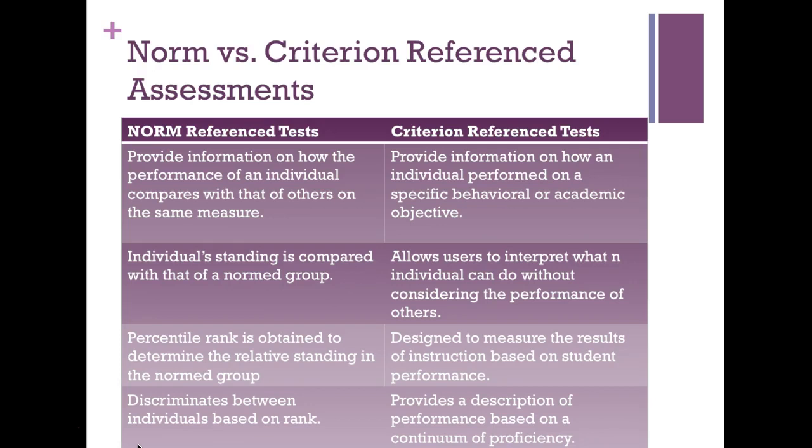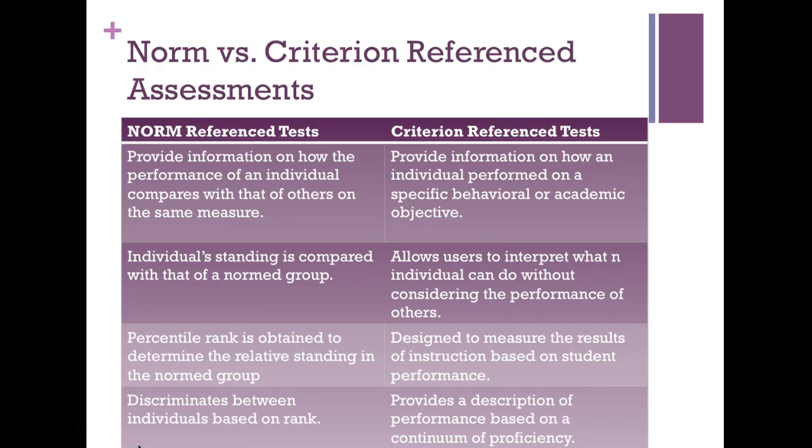But it does allow you to interpret what an individual can do without considering the performance of others. So even though they're standardized, they're not normed. So you still get school-based profiles and classroom-based profiles from the criterion referenced test based on the Alaska standards. The norm referenced tests are generally based on the Common Core. The Alaska standards are no different really, but Alaska standards are for Alaska and the norm referenced tests are national.